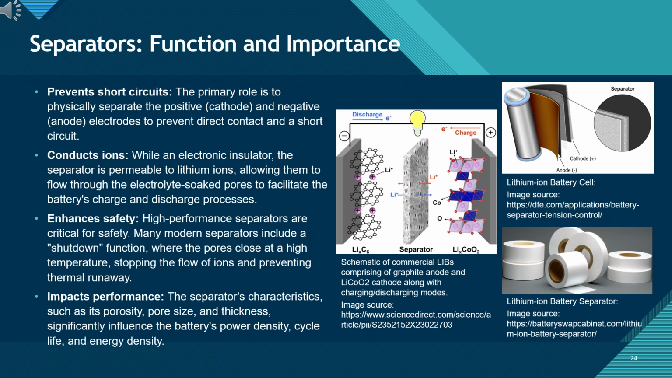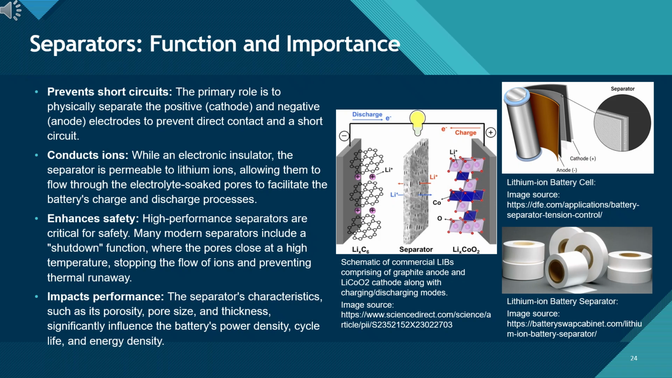Separators, function and importance. Let's dig a little deeper into why the separator is so critical. I want you to focus on the diagram in the center of the slide. You can clearly see the separator standing as a wall between the electrode structures. Its primary job is prevention. It physically separates the positive cathode from the negative anode to prevent a direct short circuit. However, if you look closely at the arrows in that diagram, you will see it performs a selective balancing act.